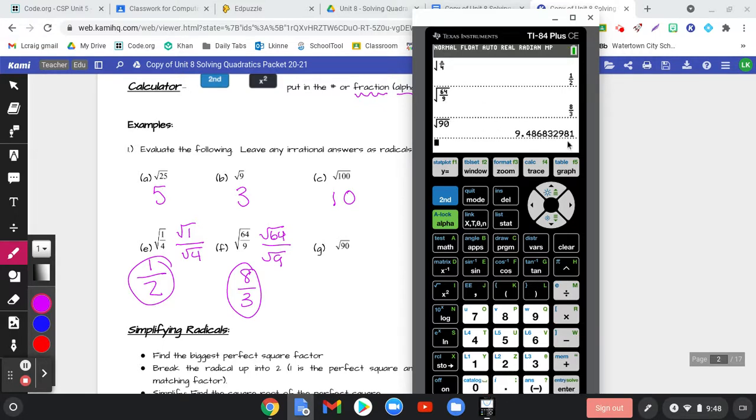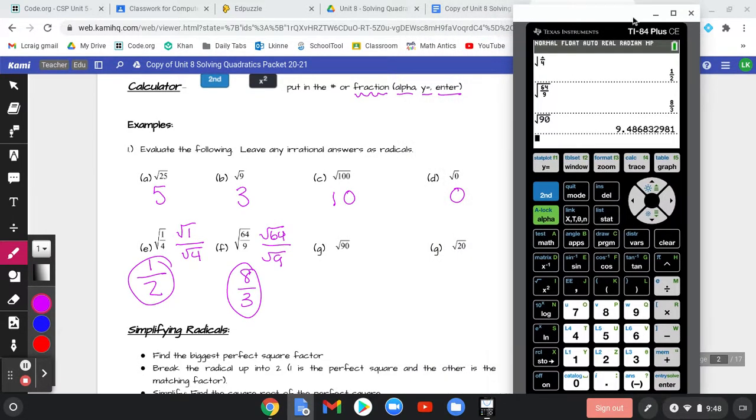Ooh, that's irrational. It ends only because the calculator needs it to end. But it says leave any irrational answers as radicals, so we'll just leave it as the square root of 90, and we'll talk next about how to simplify that down. Because we got this decimal, it's irrational.